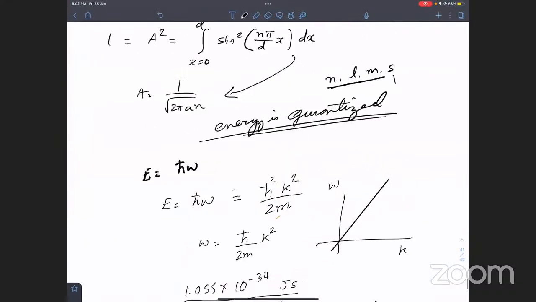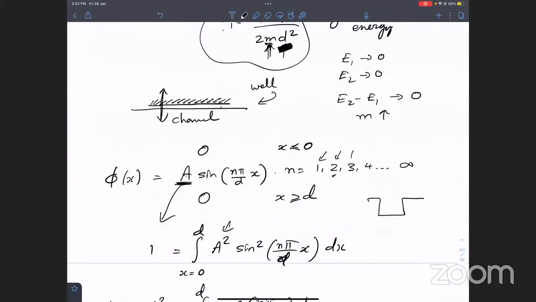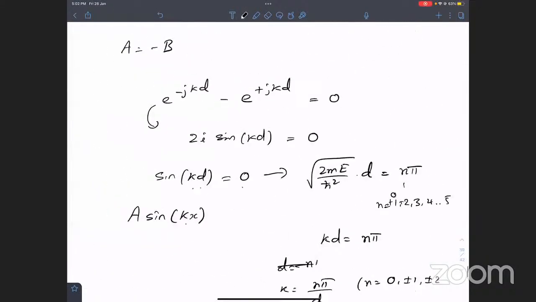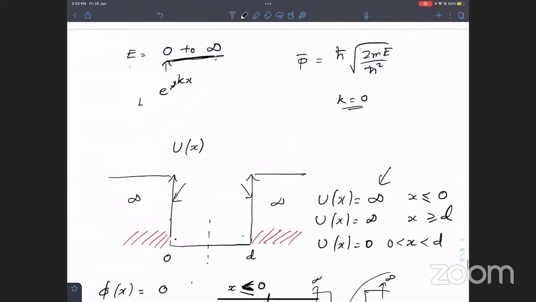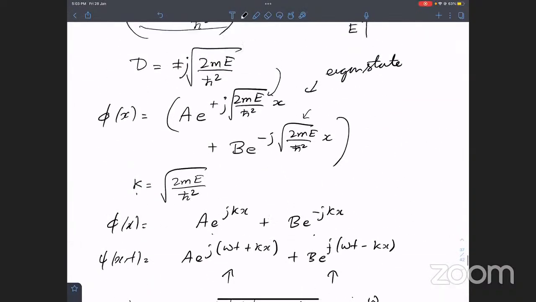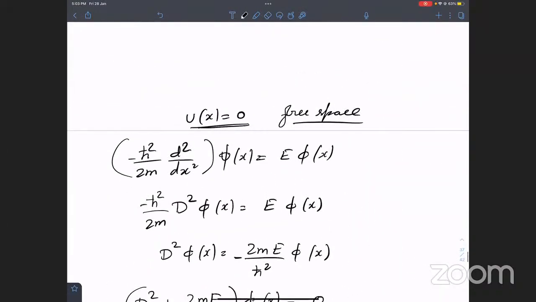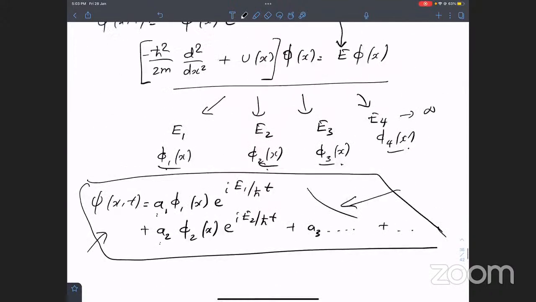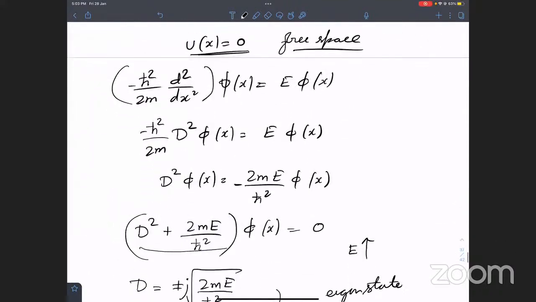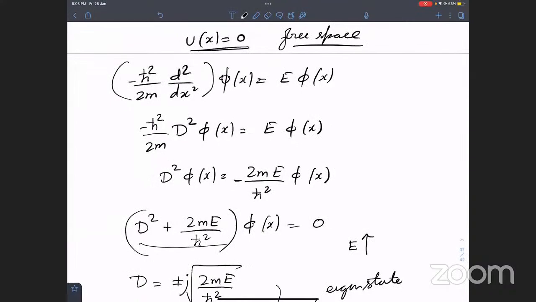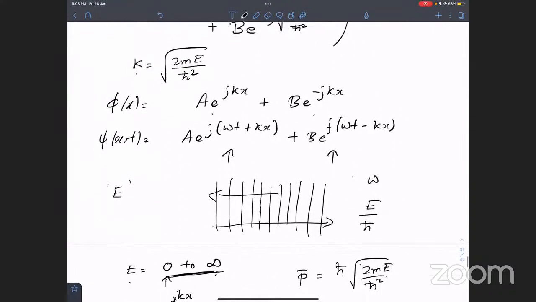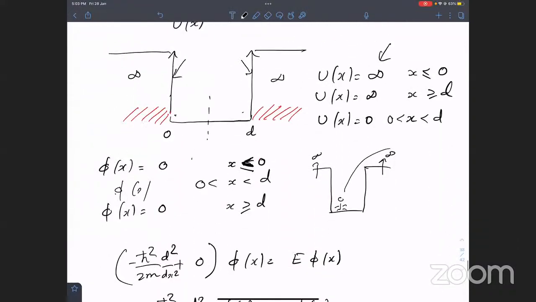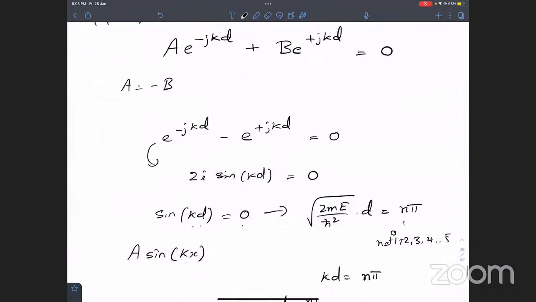So last class, we were looking at solving the infinite potential well problem. And also we started initially with solving Schrodinger's equation in a free space, completely free space. And then we solved it in an infinite potential well.